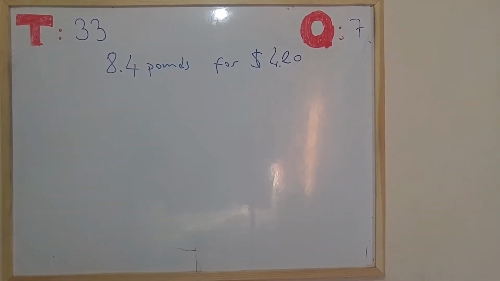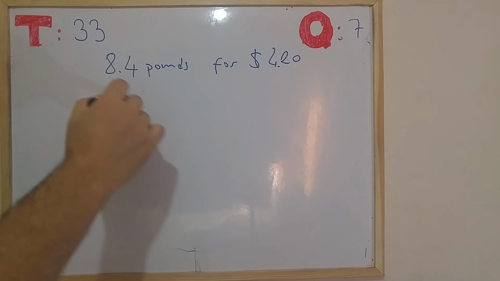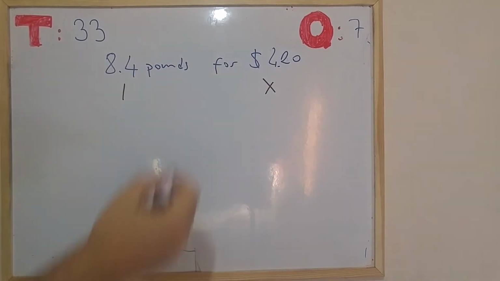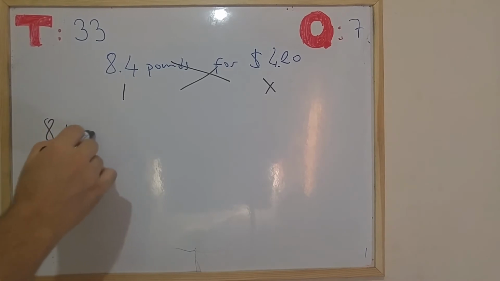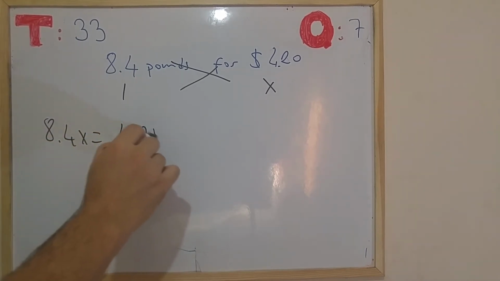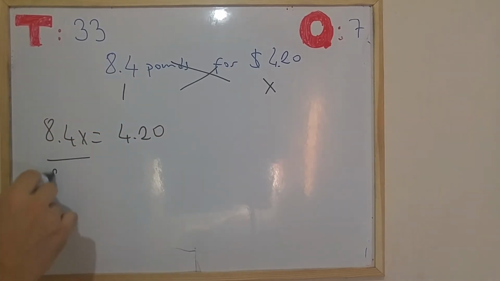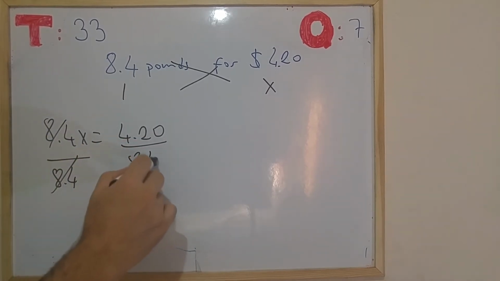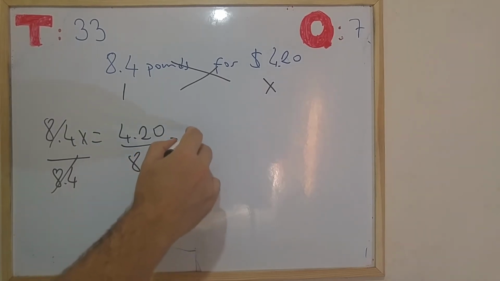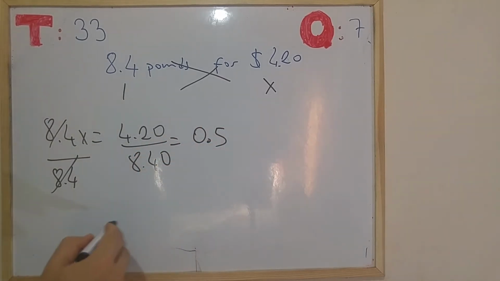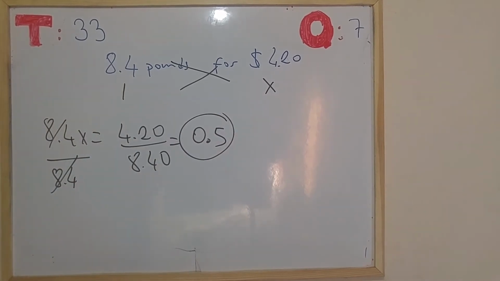8.4 pounds for 420. How much would the unit cost? 1 pound. Let's do it. 8.4x is equal to 420. And let's divide each side by 8.4. These are gone. And when I divide it by 8.4, same thing. What I'm going to have is equal to 0.5. So the unit price is $0.5.